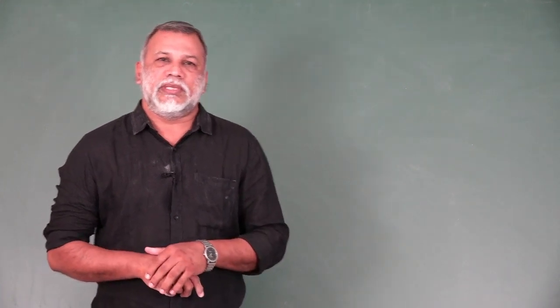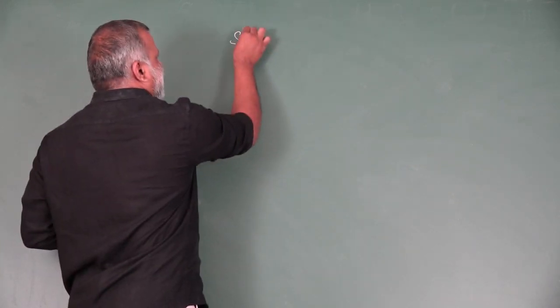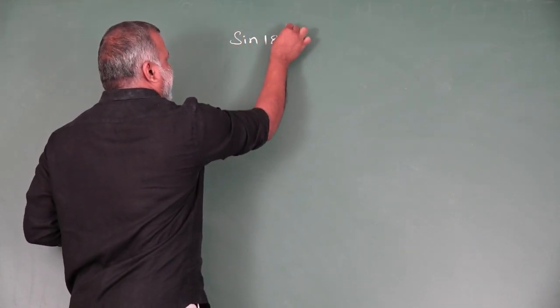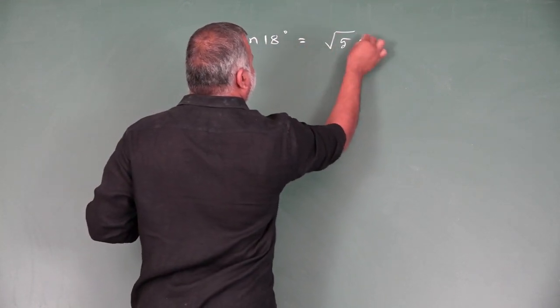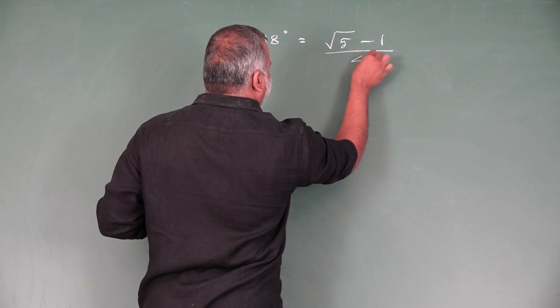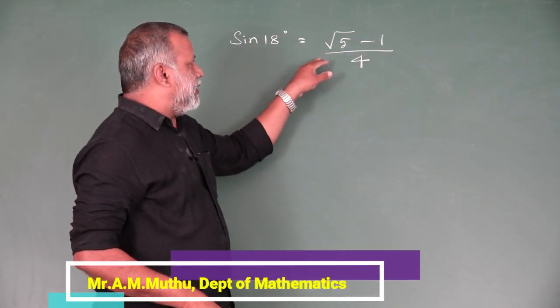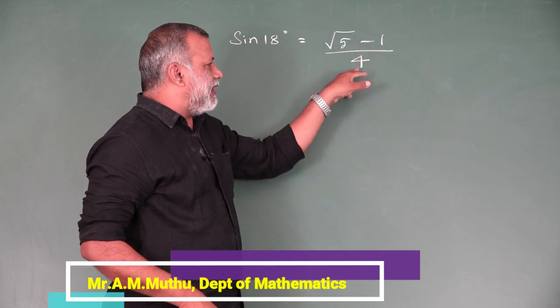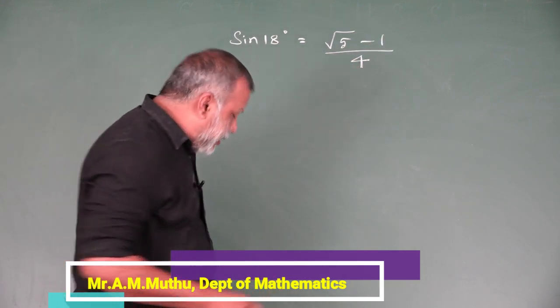Good morning, students. Yesterday we discussed the value of sine 18 degrees. We already discussed that sine 18 degrees is equal to root 5 minus 1 divided by 4. Already we derived this. Sine 18 degrees equals root 5 minus 1 divided by 4. Now we have to find the value of cos 18 degrees.